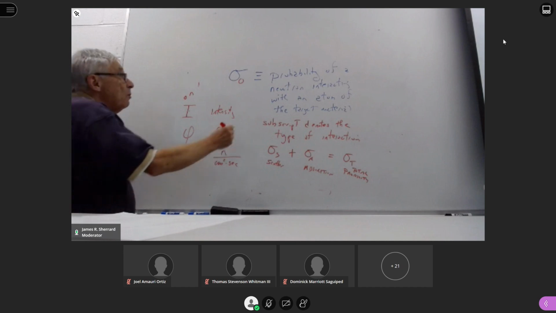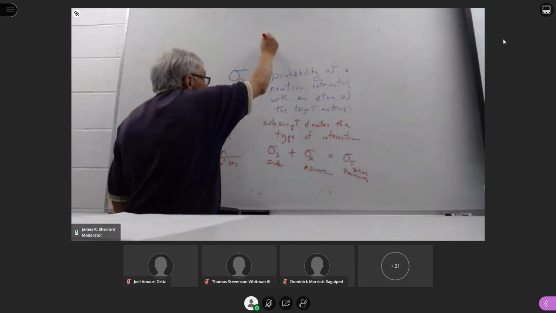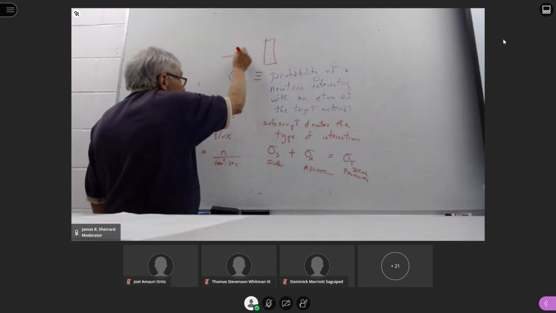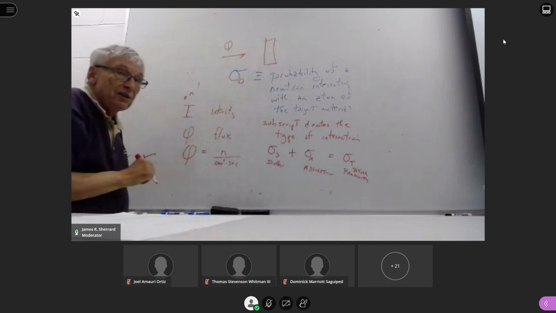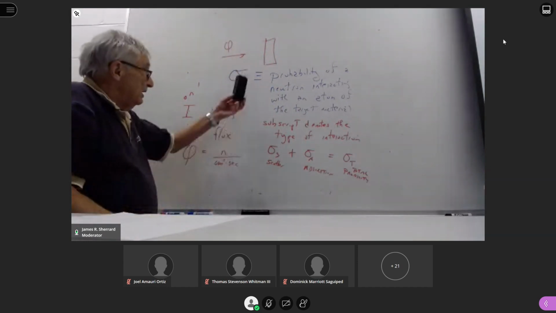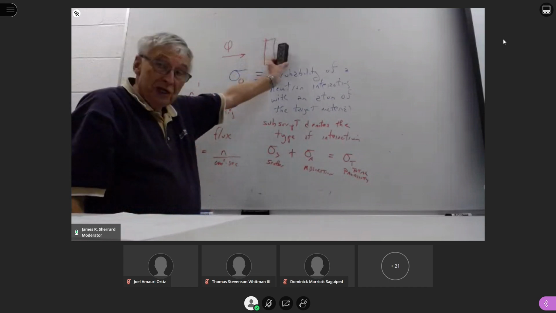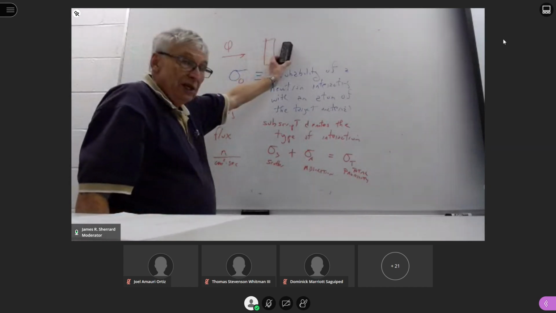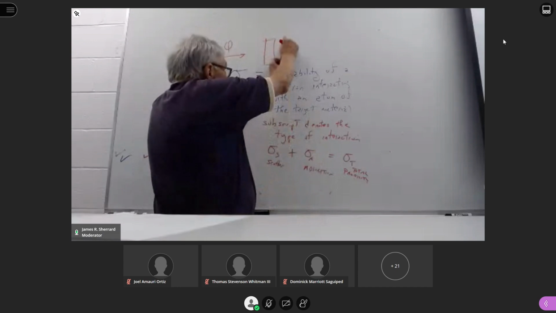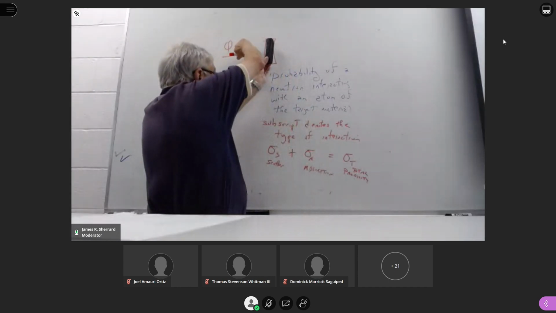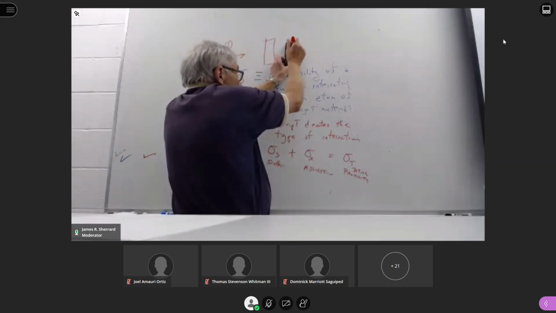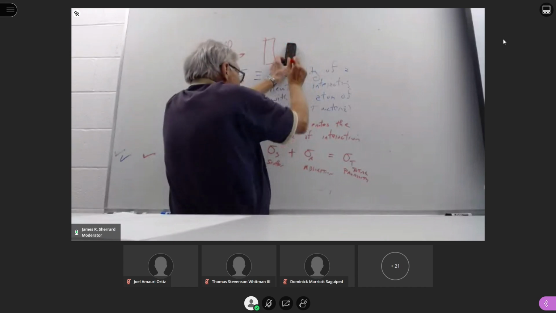And what that means is if we go back to our target, and the flux is coming in this direction, if I take this and rotate it 90 degrees, so this is the face of the target, the flux is coming out of the room into it.